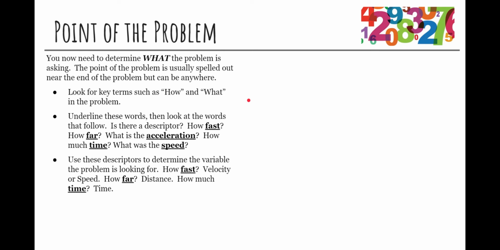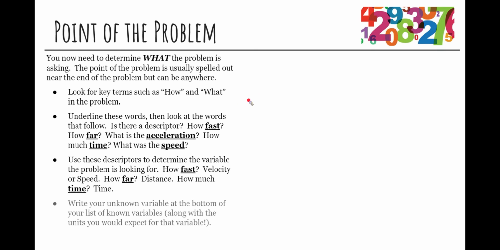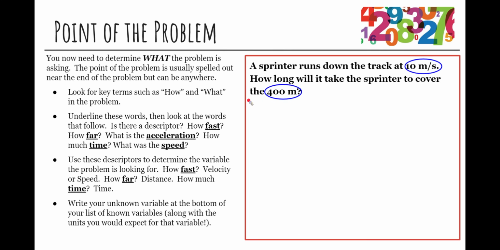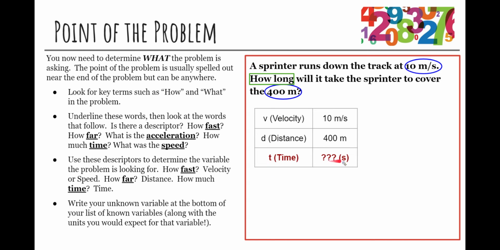We use these descriptors to determine what variable we're trying to solve for. How fast? That must be velocity or speed. How far? Distance measurement. How much time? Time. Write your unknown variable at the bottom of your list with the known variables, along with the units that you would expect for that problem. So we're back to our problem, and our table. Our how long is our question, what the problem is looking for, which tells me that I'm trying to solve for time for this particular problem.